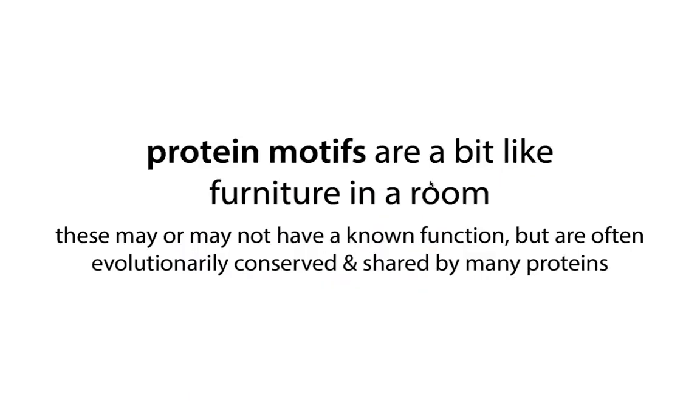So the way I like to think about it is like protein motifs are a bit like furniture in a room. So it might be a chair, or it might be a desk, or it might be a table. These may or may not have a known function, but they're often evolutionarily conserved and shared by many proteins. So basically, I might have a chair in my house, and you might have a chair in your house, and the guy down the street might have a chair in his house. So basically, motifs can be found in a lot of different places because they're functionally useful and because they're just smaller structural units that are made up of those core secondary structures. And because we have those core secondary structures that are shared between different proteins, you kind of expect that motifs would be as well, right?